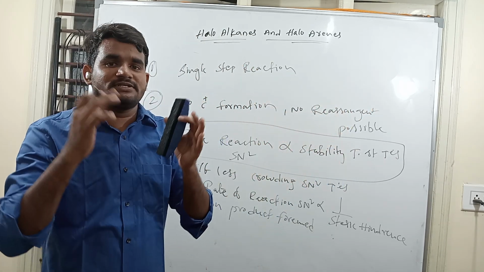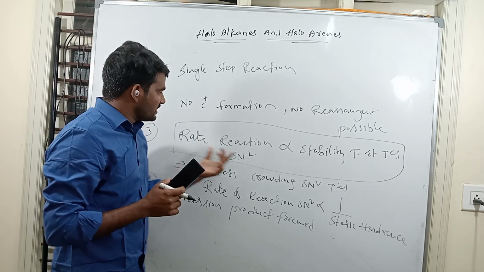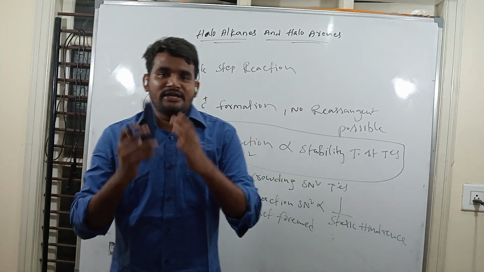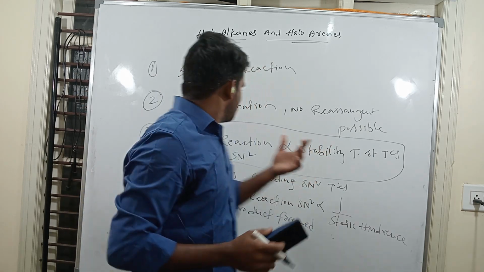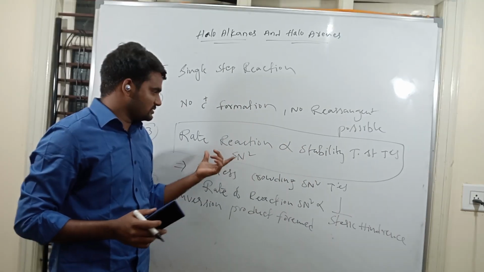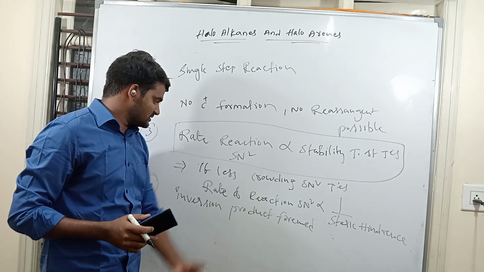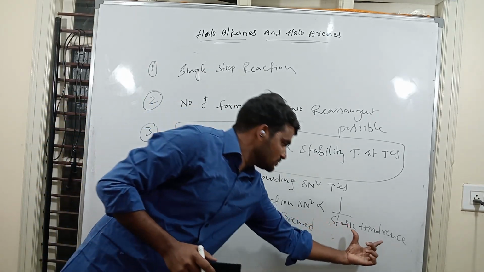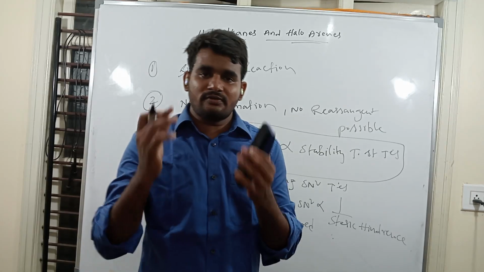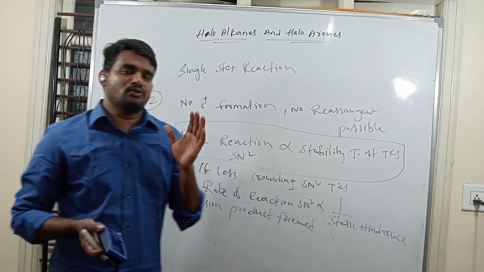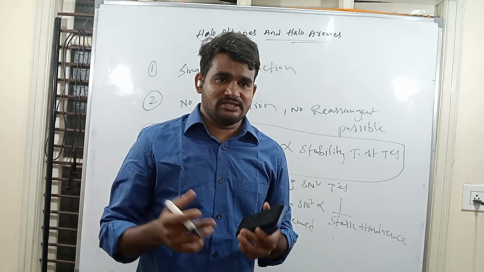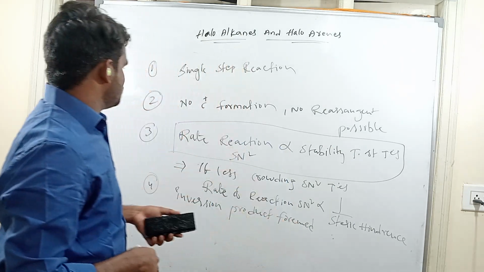The negative charge of the transition state increases. The rate of the reaction depends on the stability of the transition state. If you decrease the negative charge in the transition state, the rate of the SN2 reaction increases, and the rate of the reaction is inversely proportional to the steric hindrance. If steric crowding is less, the nucleophilic attack on the backside is fast, so the SN2 reaction is fast. This is all about the SN2 reaction.